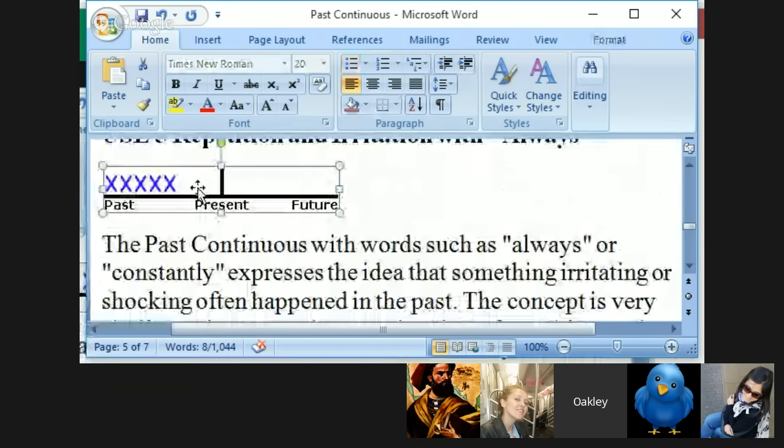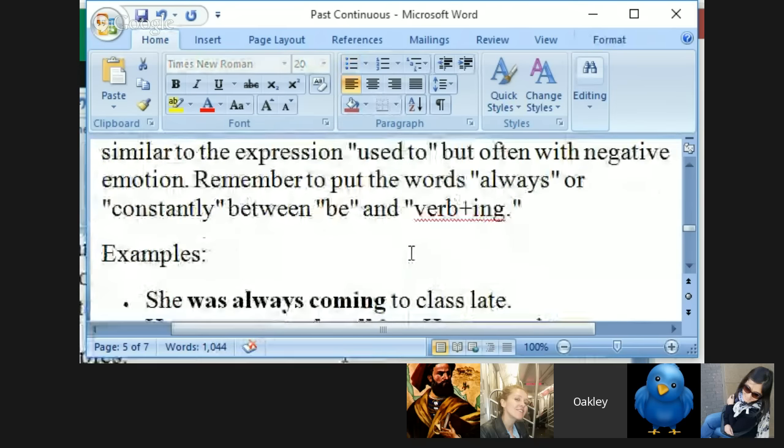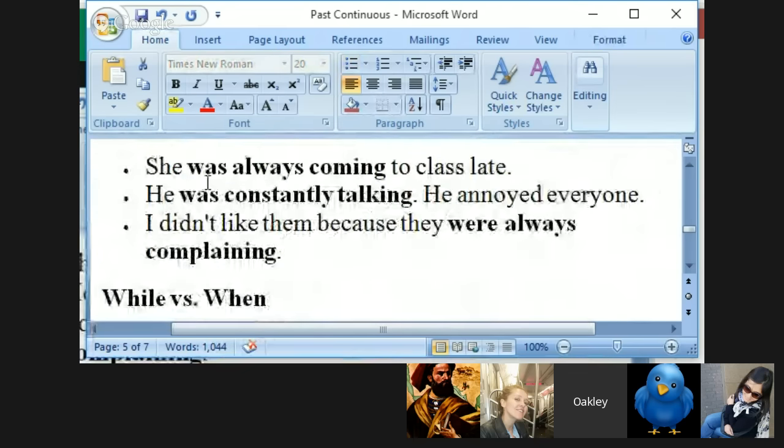The concept is you're showing something that somebody did over and over again. Again, very close to used to. She used to come to class late all the time. I could say the same sentence like that. She used to come to class late all the time. What's lacking when I use that sentence, there's no judgment. It's very neutral. She used to come to class late all the time. It doesn't sound like I really care one way or another.